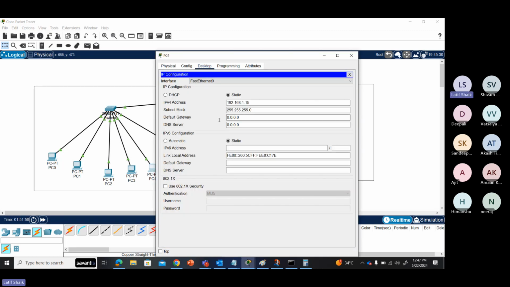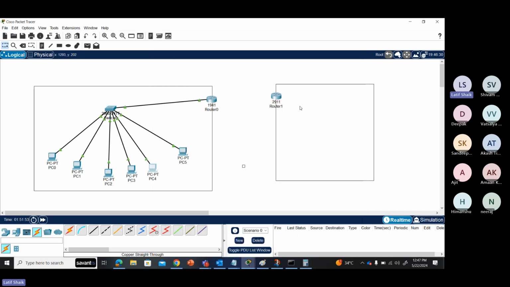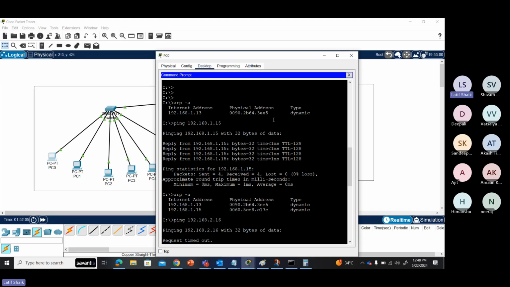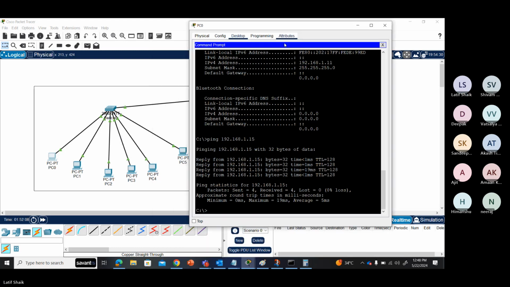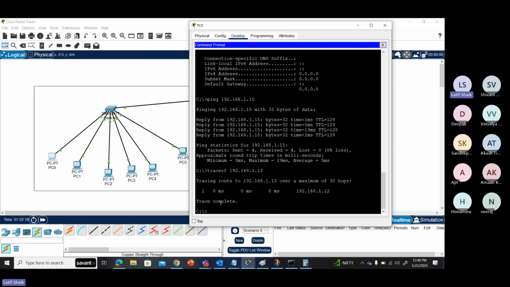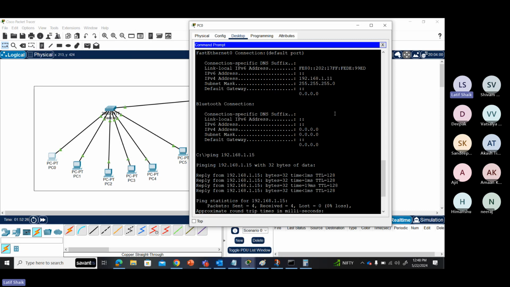If I'm communicating within the LAN, I don't require a default gateway. From here to here, I don't require a default gateway. But if I want to communicate from here to outside of my network, I need a default gateway. So first I open the command prompt and run tracert 192.168.1.12. It reached directly, because both are in the same network.